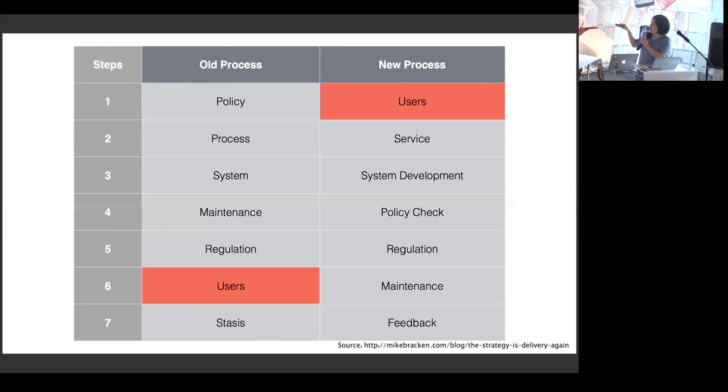And I would like to share with you about the process. The old process is the traditional process of policymaking. So politicians work with civil servants to generate the policy, and they work on the process, system, maintenance, regulation. And users usually are the people who get to know about this at the end. But it's really difficult for them to change that, because some of the laws are already being passed at parliament, and they cannot really do anything about it.